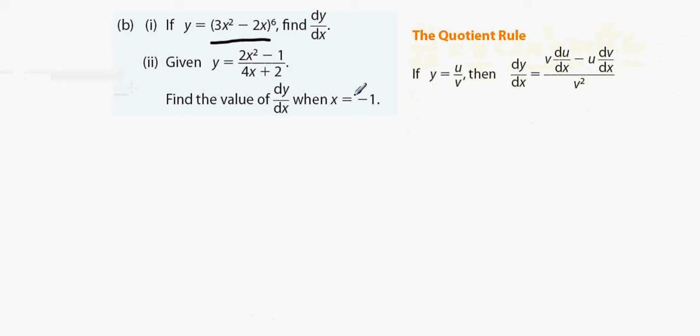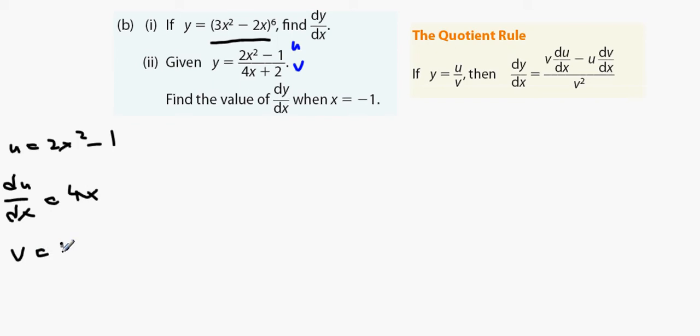Okay, so the next one we identify as a quotient rule because we can obviously see it's a big fraction in here. So we're just going to go through the usual quotient rule rules. Okay, so u is 2x squared minus 1. Differentiate this, and what we get is 4x. Okay, v is 4x plus 2. Differentiate 4x plus 2, and what you get is 4. Okay, because you drop the x and the 2 disappears.